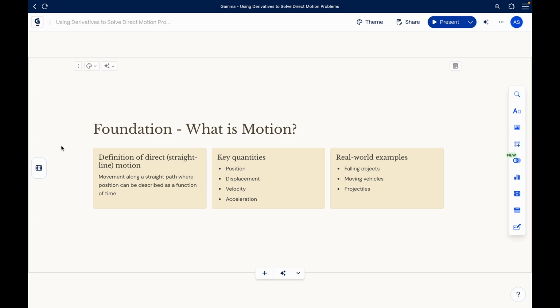Motion, or straight line motion, is basically movement along a straight line, where position can be described as a function of time. The key quantities are position, displacement, which is the final position minus the initial position, velocity, and acceleration. Real-world examples include falling objects, moving objects, and projectile motion.